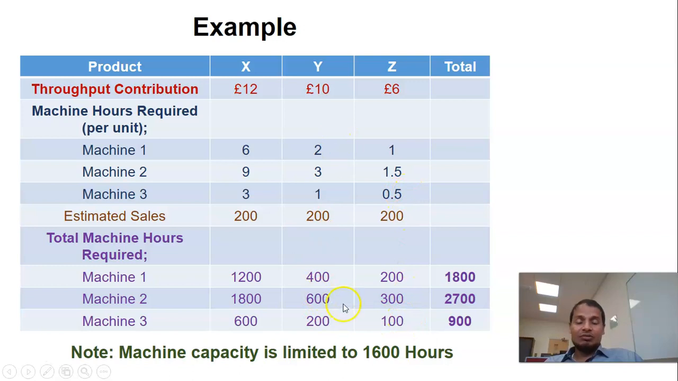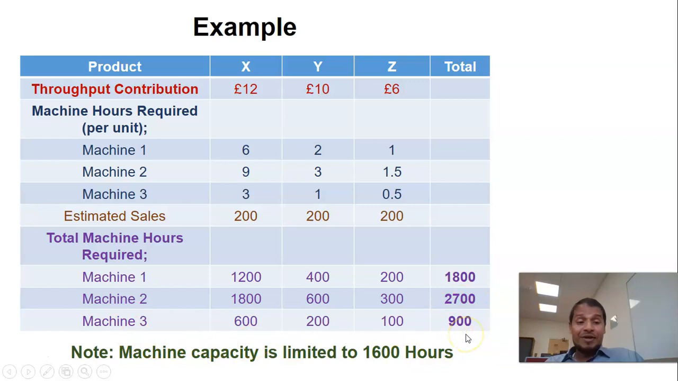Similarly, you can calculate this, and you can see how many hours of machine we need to produce 200 of each product. So total machine hours: machine 1 should be operating for 1800 hours, machine 2 should operate 2700 hours, and machine 3 should operate 900 hours.